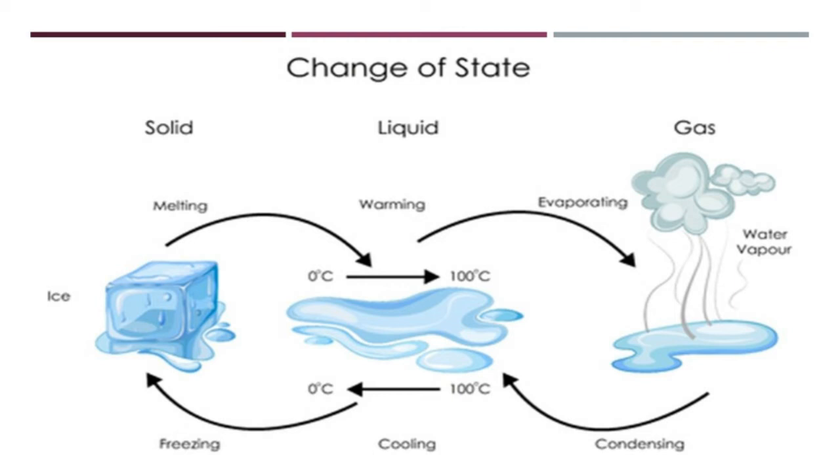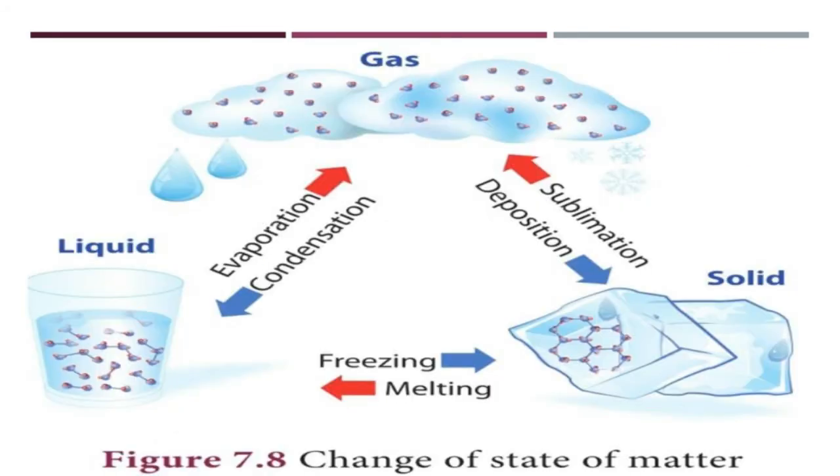There are different such processes in the change of state in matter. This figure shows the change of state of matter. Melting and freezing. The process in which a solid is converted to liquid by absorbing heat is called melting or fusion. The process in which a liquid is converted to solid by releasing heat is called freezing.